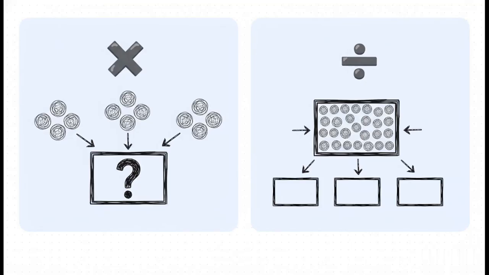Are you trying to find the total amount of something? You multiply. Simple. Do you already know the total and you just need to break it down into smaller, equal groups? You divide. It's really that straightforward.